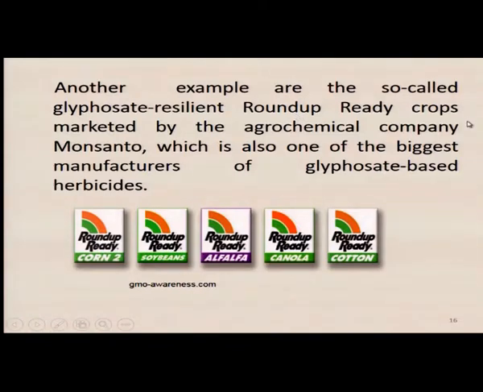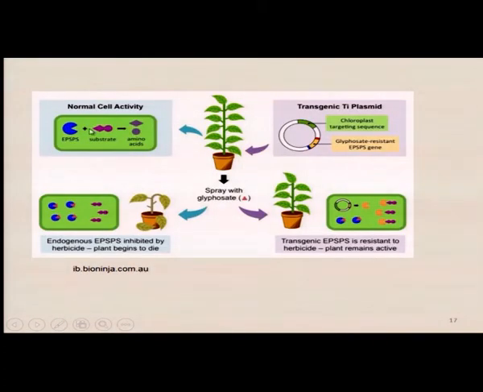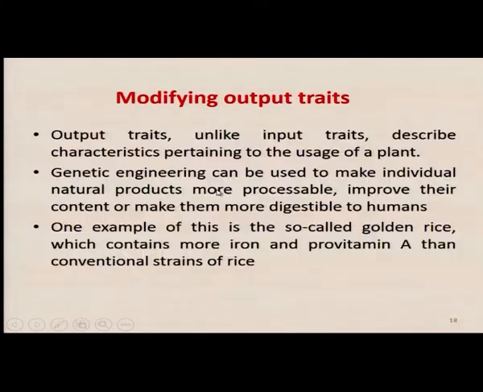Another example of the GM crops are the so-called glyphosate resilient Roundup Ready crops. This is also marketed by the agrochemical company Monsanto, which is also one of the biggest manufacturers of the glyphosate-based herbicides. Here, this is your normal plant. When you spray with the glyphosate, this works on inhibition of an enzyme. We will come back to that later.